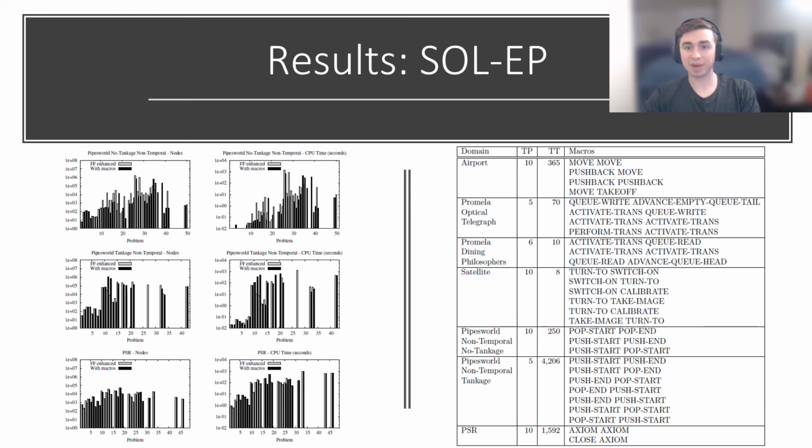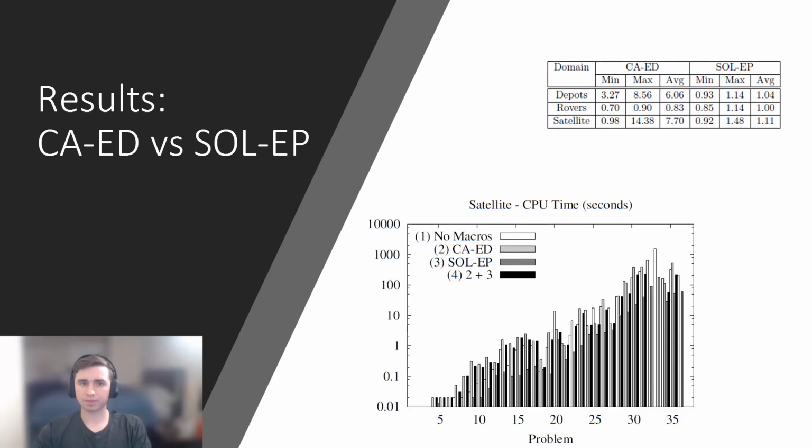In the domains that macro fast-forward was most successful in, it was able to generate useful macro operators in a relatively short period of time. However, for other domains, the planner took much longer to train, showing that useful macro operators were much harder to find. But what about how the enhanced domain approach compares?